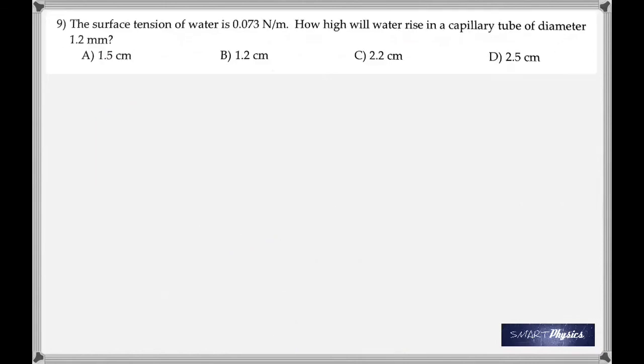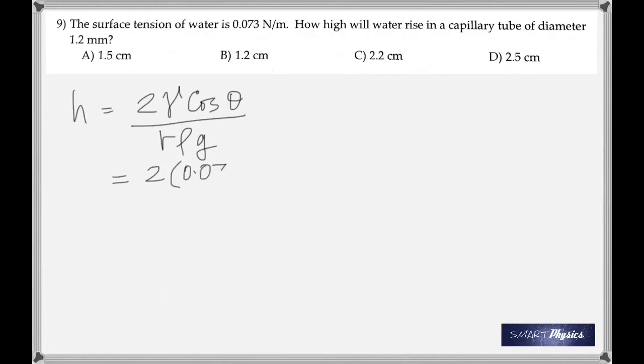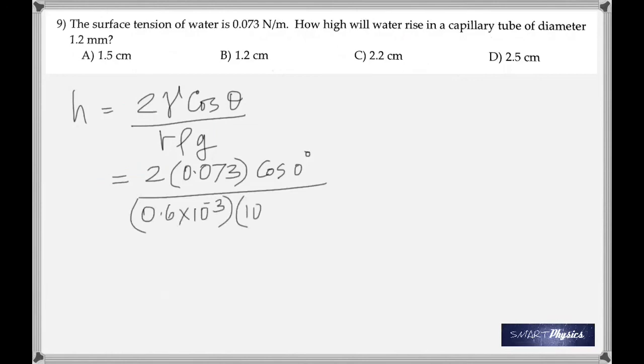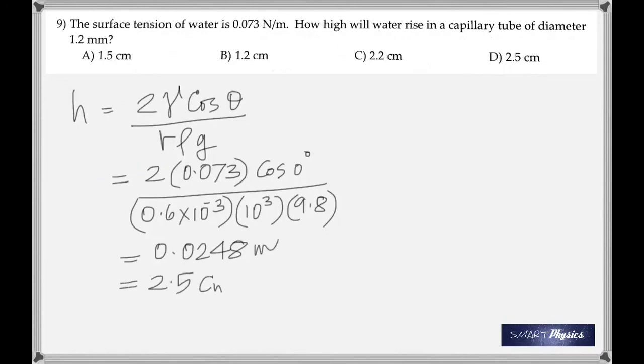8. Surface tension is given. How high will water rise? Okay, height is given by 2 times surface tension cos theta by r rho g. The theta here is the angle of contact, which is 0 degrees. Radius is half of 1.2, which is 0.6 times 10 to the negative 3 in meters. And the density of water is 10 to the 3. So on calculation you get 2.5 centimeter.